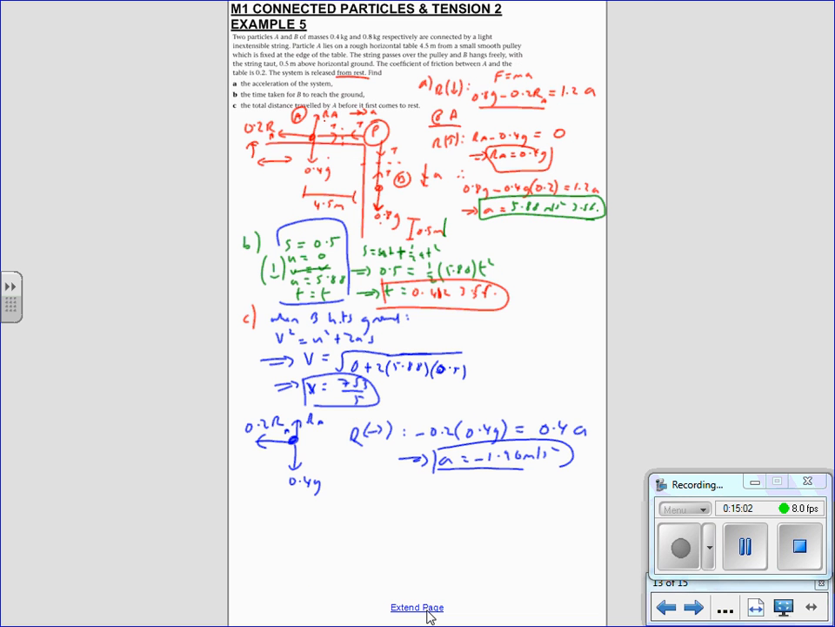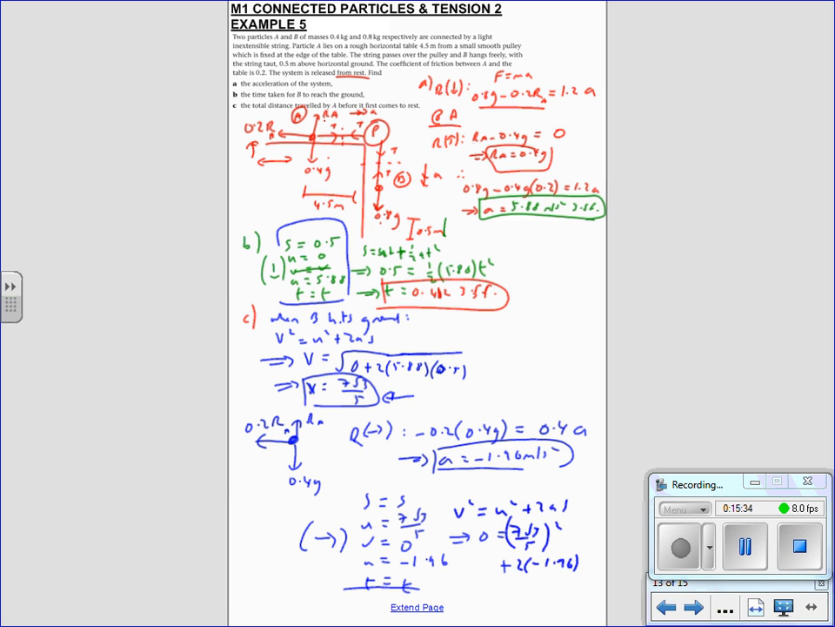Therefore, we can use suvat to finish this off, because it wants to know the total distance moved. So we're going across. s, we don't know. u was our starting value, which was 7 root 3 over 5, which we found here. v is 0, because that's when it's going to stop. a is minus 1.96, and time, we don't care about time. v squared equals u squared plus 2as, and therefore 0 is 7 root 3 over 5 all squared, plus 2 lots of minus 1.96 s.